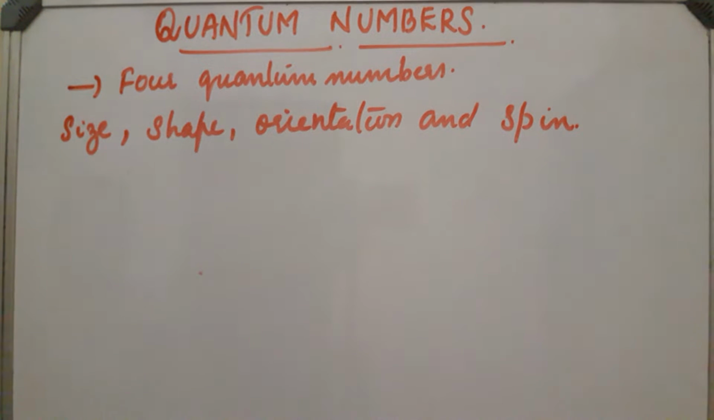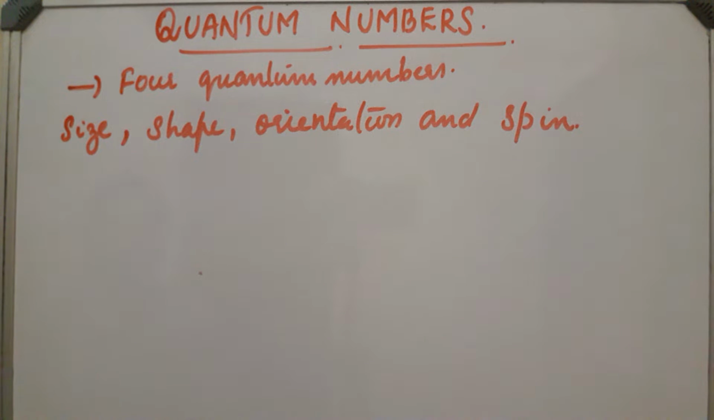Size of the orbital means that if the size of the orbital is small, the electrons are very close to the nucleus. Shape means each orbital has a particular shape within which the probability of finding the electron is maximum. Orientation means the direction along which the electron is present. The fourth one is spin. Spin means the electrons have either a clockwise spin or an anti-clockwise spin. So that information also we will get from the quantum numbers.